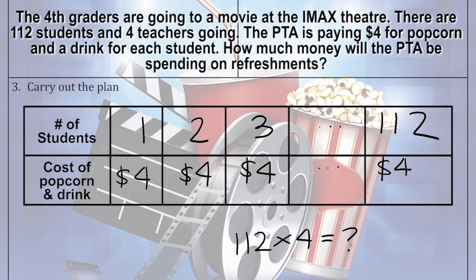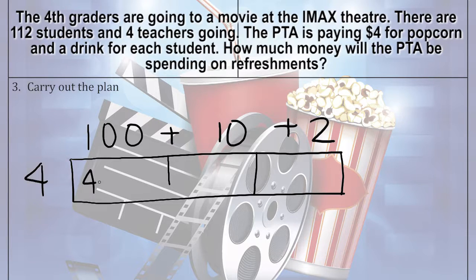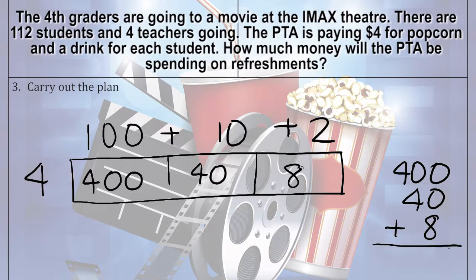Now to solve this problem, 112 decomposes into 100 plus 10 plus 2. We're going to multiply that by 4. 4 times 100 equals 400. 4 times 10 equals 40, and 4 times 2 equals 8. We will sum up the partial products. 400 plus 40 plus 8 equals 448. So the PTA will pay $448 for the students' treats at the movies.